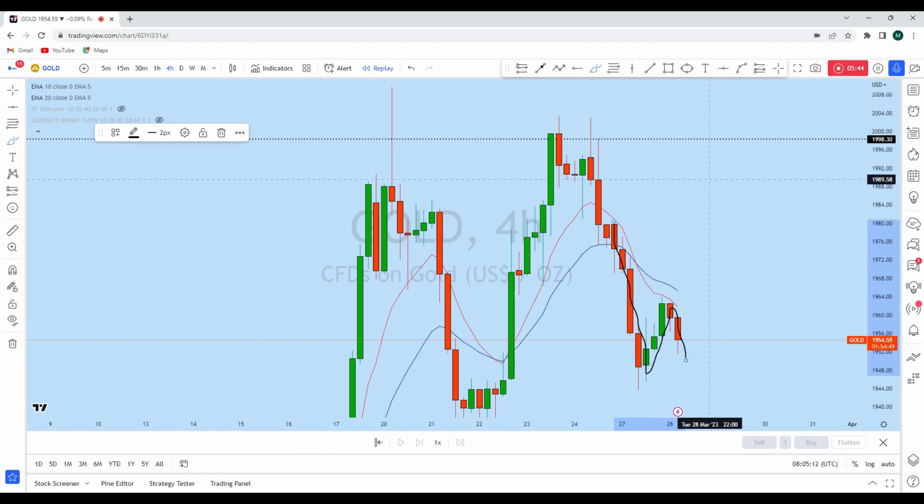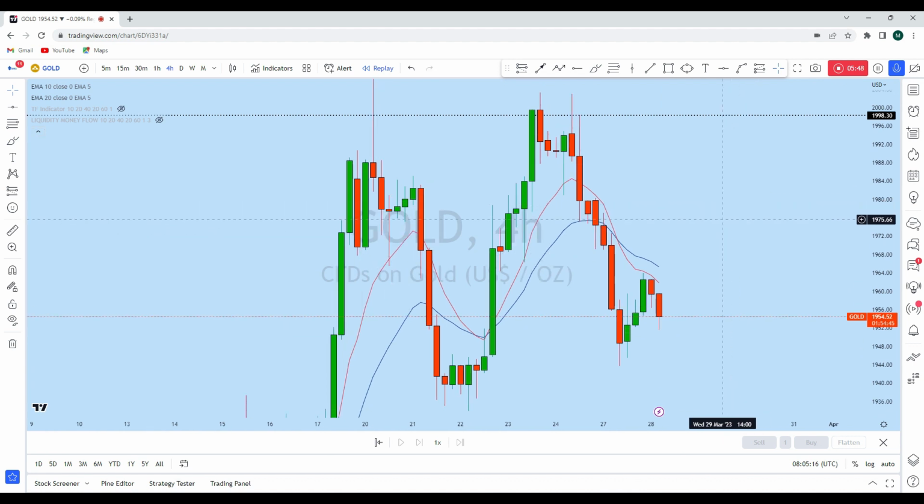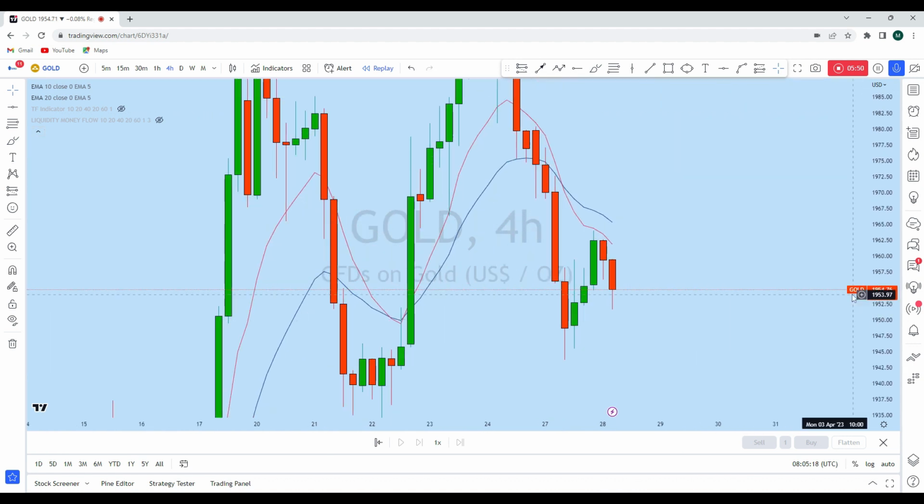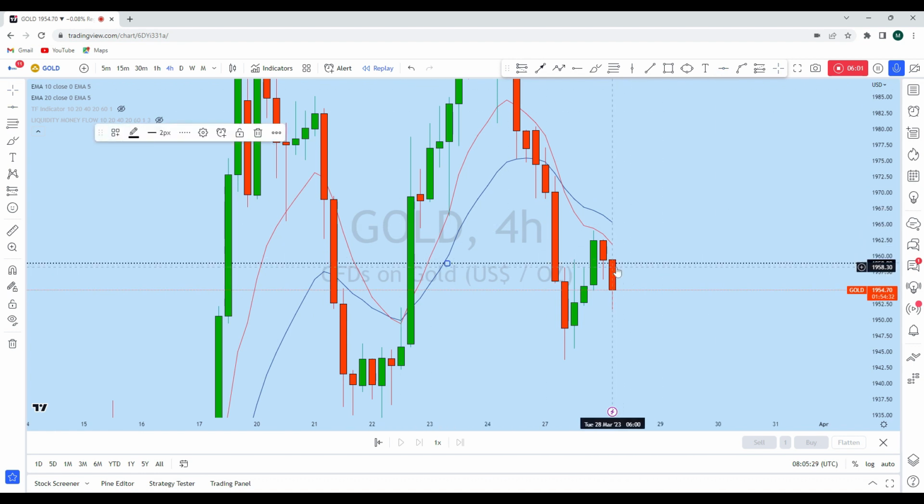Now gold is dropping again. This is the 4 hour time frame. So what I will be waiting for, as you can see, this candle is still almost 2 hours from the time of recording. I think that before dropping here, we could see another retest of this zone where the candle started to open in this session.